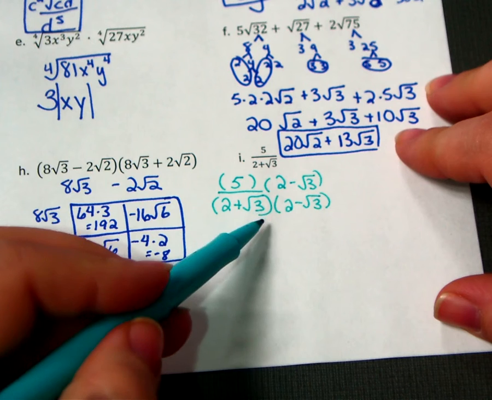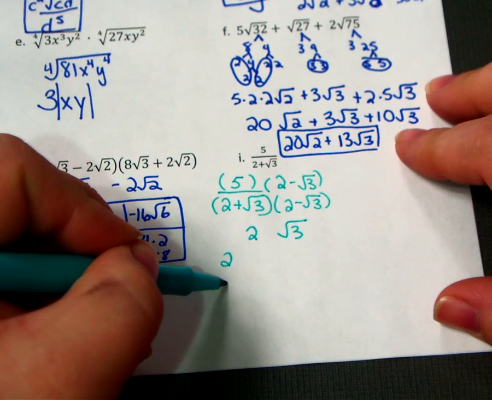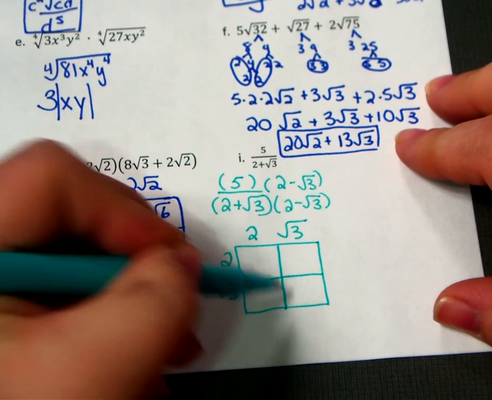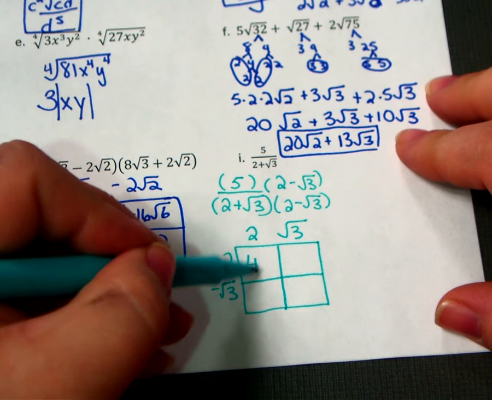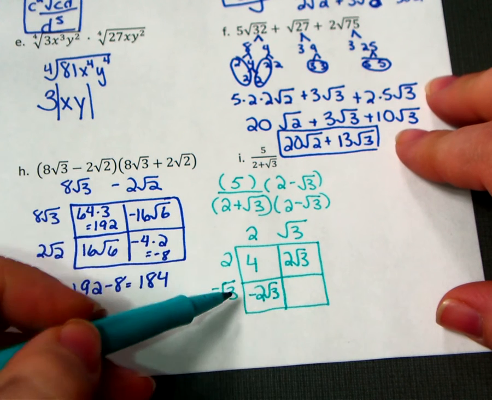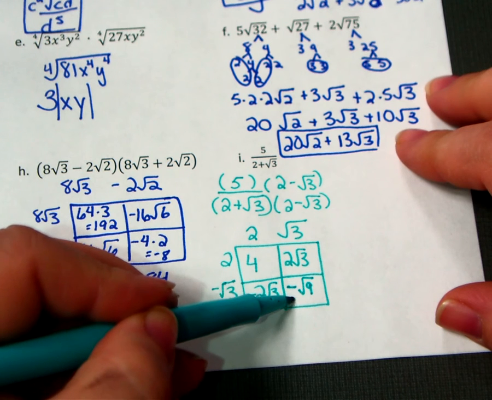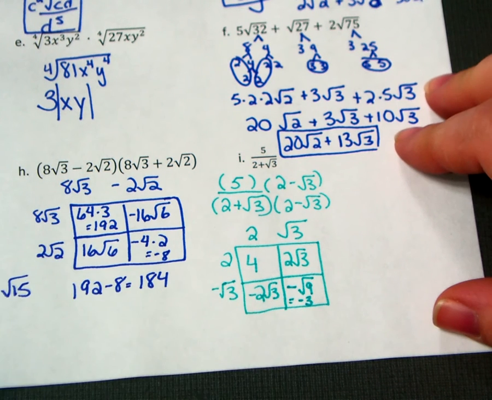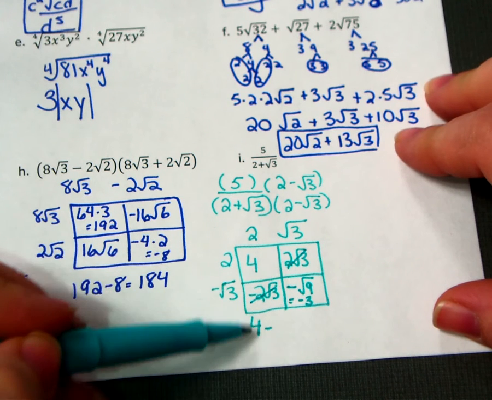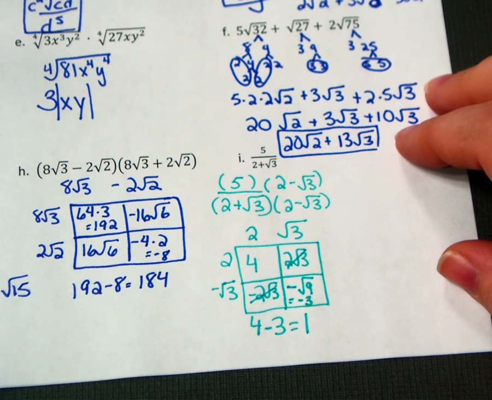So that means I need to FOIL the bottom: 2 plus the square root of 3, 2 minus the square root of 3. When I FOIL this, I have 4, 2 square roots of 3, negative 2 square roots of 3, and negative the square root of 9, which you should be able to recognize as really just negative 3. So when I pull out of this radical, I have a 4, these are gone, minus 3. So on the denominator, I have just 1.